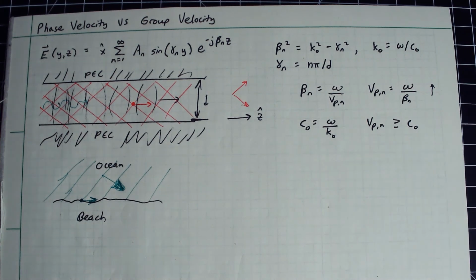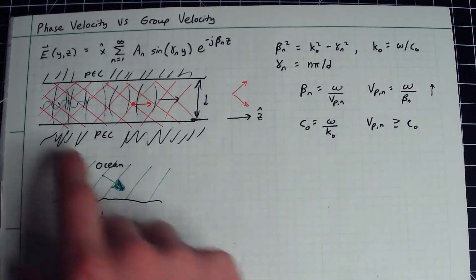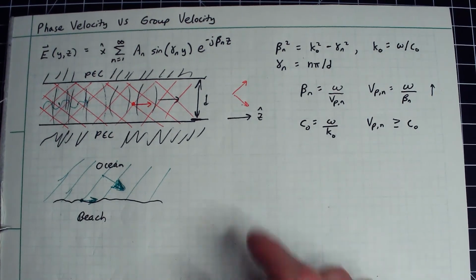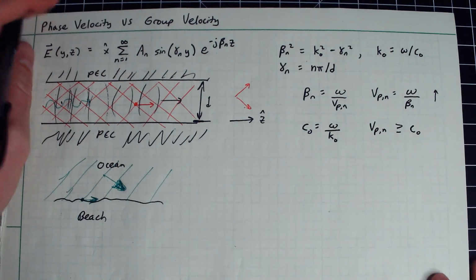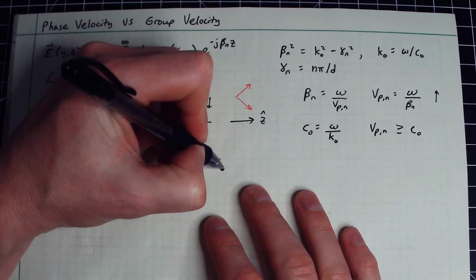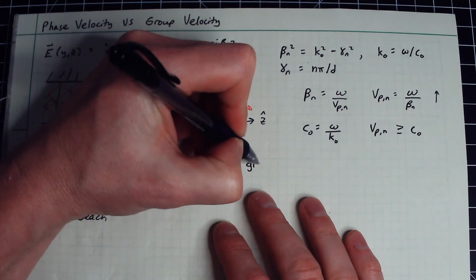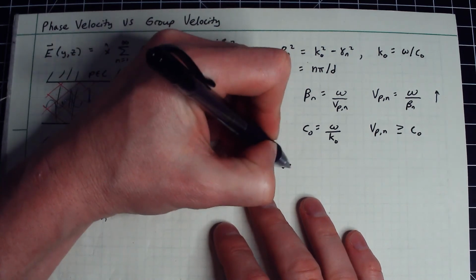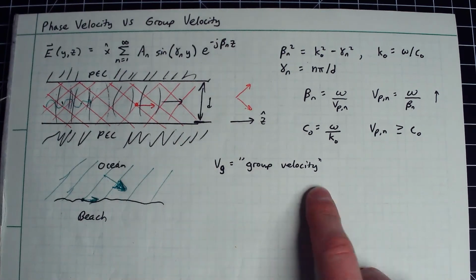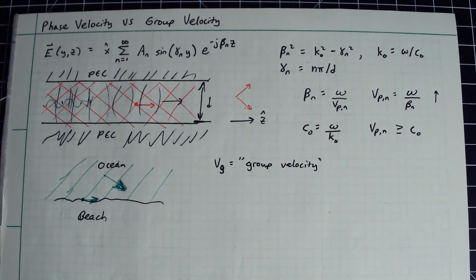So let's ask ourselves another question. How do I calculate the propagation of information in that little perturbation? So there's a word for that in electromagnetic field theory. It is called the group velocity. So I'm going to denote this V sub g, the group velocity. So we're going to derive the group velocity for a parallel plate waveguide.